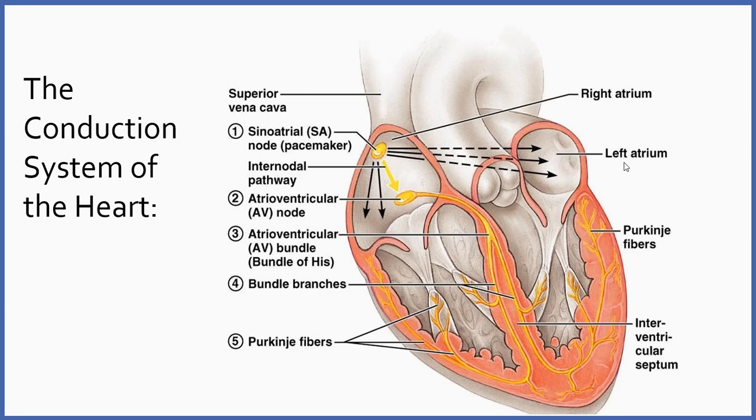Now, the AV valves, and it's not pictured real well here, the AV and the semilunar valves actually sit on a plate of fibrous tissue that divides the atria from the ventricles.